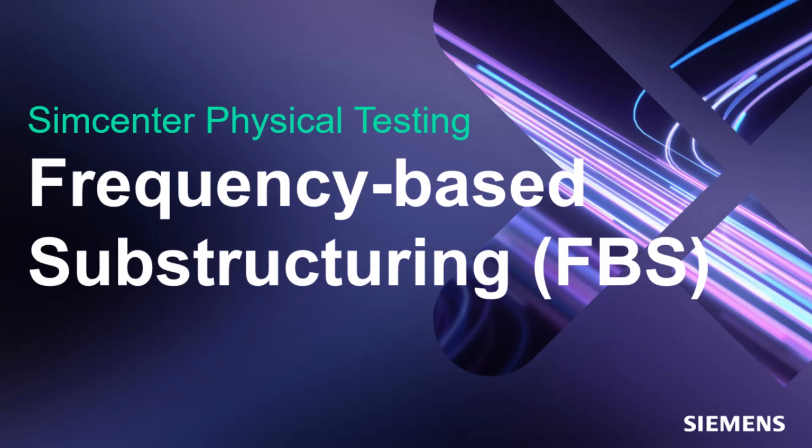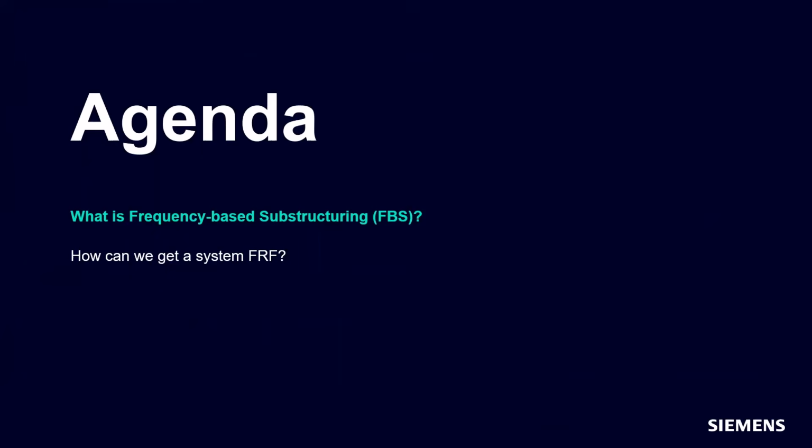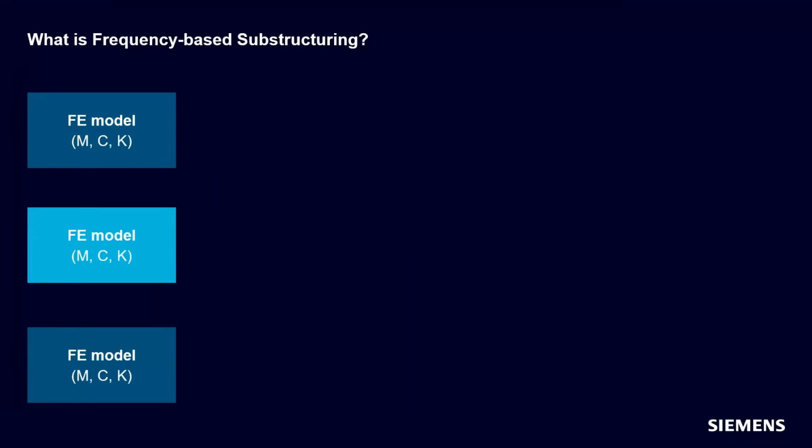Frequency-based substructuring, this is what we're going to talk about today. First, we're going to very briefly talk about what it is, and why it's a thing we're talking about today. But ultimately, we're going to focus on how it can help us get this thing called a system FRF. This is the whole end goal of what we're talking about today, a system FRF for an assembly of multiple different components. What is frequency-based substructuring?